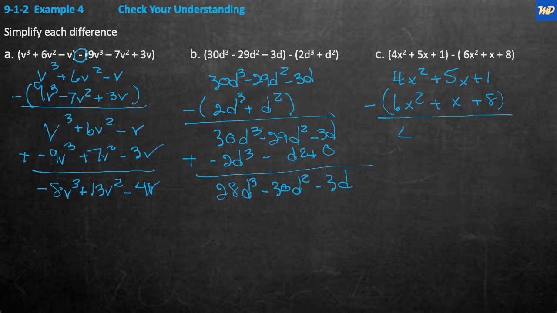So now it's going to be 4x squared plus 5x plus 1. Now it's plus, right? We're going to add a negative 6x squared, a negative x, and a negative 8. Because this was positive, and now it's negative. Okay, makes sense? Draw a line and add them. 4 minus 6 is minus 2x squared. 5 minus 1 is 4x. And finally, 1 minus 8 is minus 7.